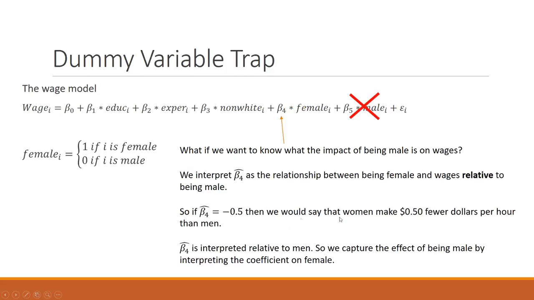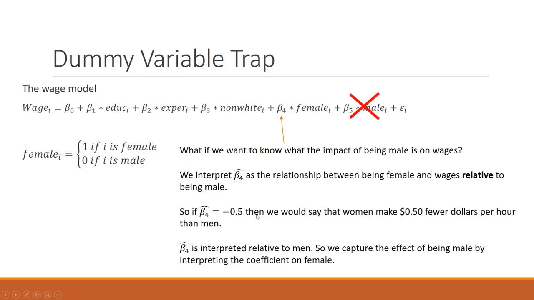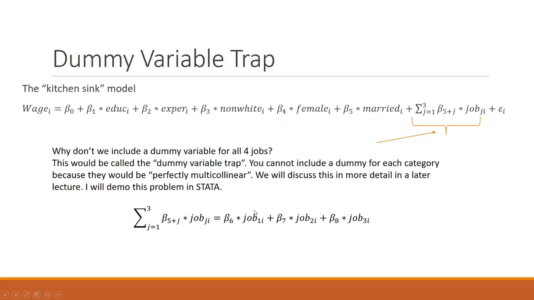It's the exact same thing as we said before. Women make 50 cents less versus men make 50 cents more. All right, so they're just the reverse of each other. So we only need to include one. Now this will also come up if we're breaking out a categorical variable.